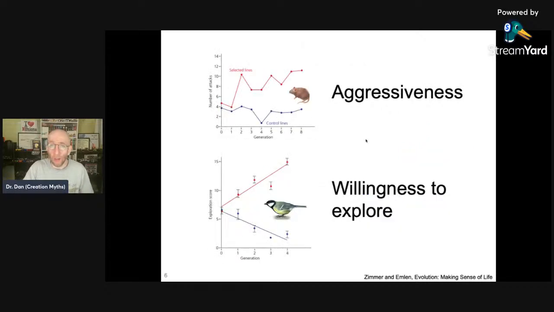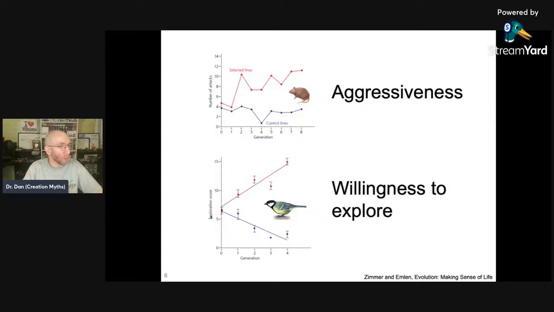Here are a couple more examples of this. You can do kind of similar things. You could select for aggressiveness in rodents, just measuring the number of attacks over 8 generations. You could see that the number goes up when you're selecting for it, stays approximately flat when you're not. And you could also select for and against the willingness to explore in certain species of birds.